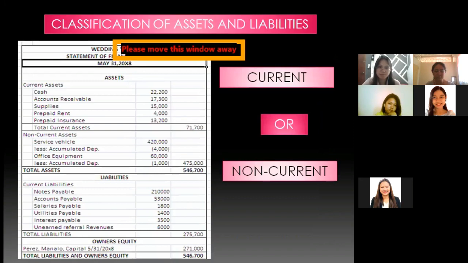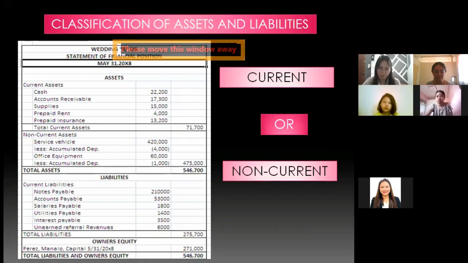So, isa pang important reminder sa pag-prepare ng financial position ay yung classification ng asset at liabilities. Kailangan mag-classify natin sila into current and non-current. Kapag current asset, yung asset na ito is convertible into cash within or less than 1 year. Kapag more than 1 year is non-current na yun. Same sa liabilities.